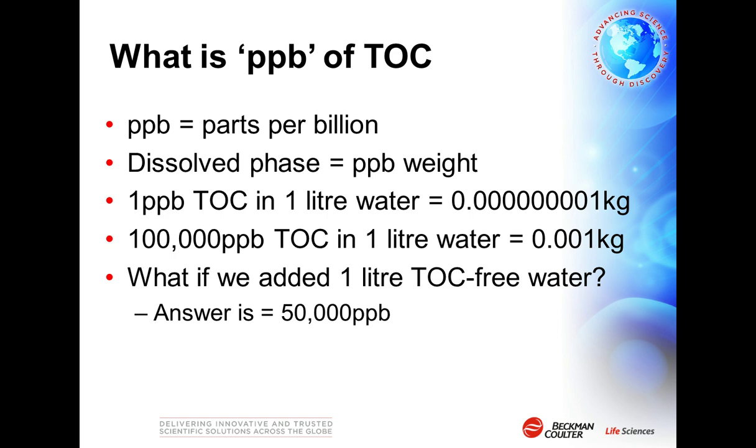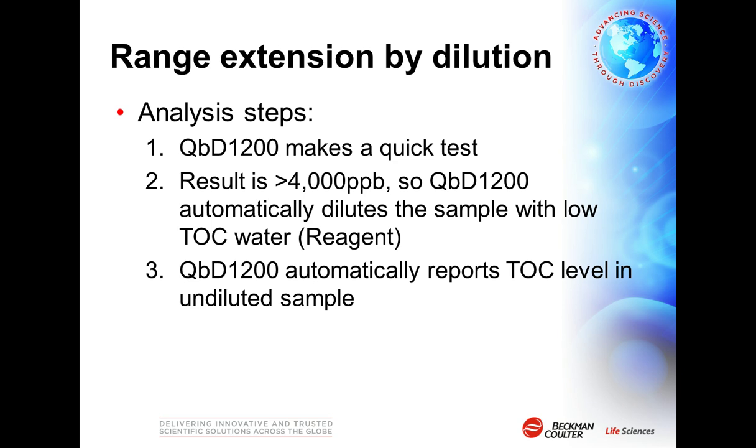Now, it's important to understand that's what we're measuring here, because if you've got, say, a 1 liter sample of water containing 100,000 parts per billion of TOC, if you dilute that with another 1 liter of TOC-free water, the TOC level is halved, because now we've got twice the amount of water but the same amount of carbon. So it now would report 50,000 ppb. So using this, we can now use dilution to allow us to measure higher levels of TOC.